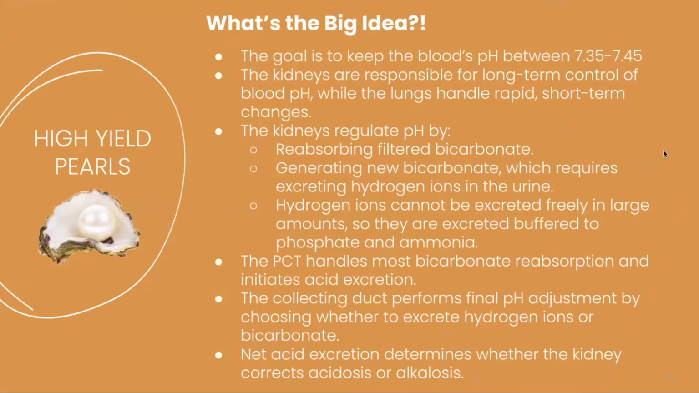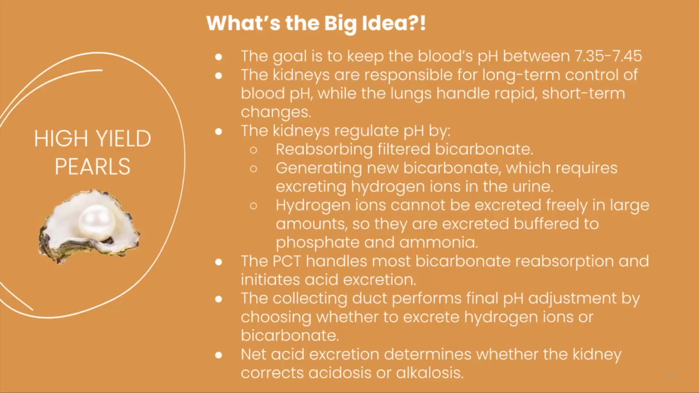The big idea is to keep our bloodstream pH between 7.35 and 7.45. And this physiological pH is important because, as you know, proteins can denature and we can cause systemic organ damage if we become too acidotic or too alkalotic. And there are also respiratory and ventilatory considerations as well.